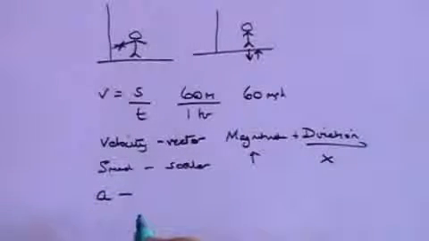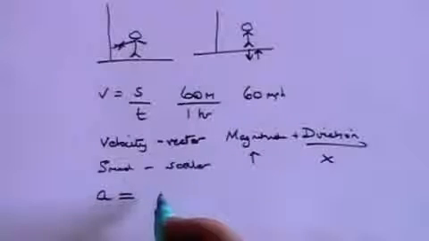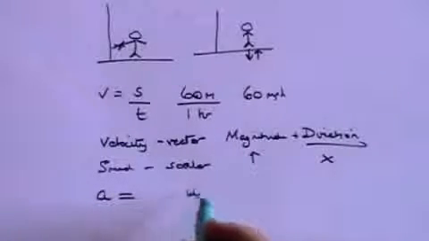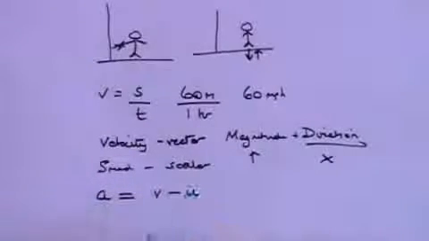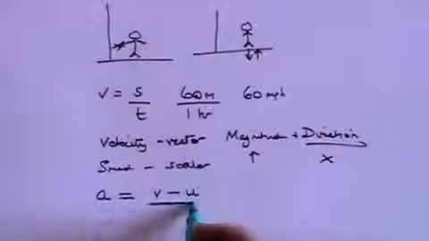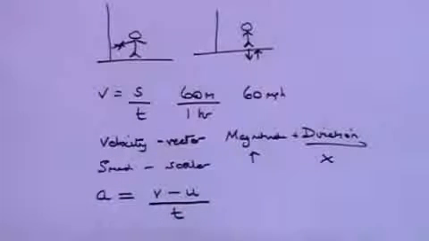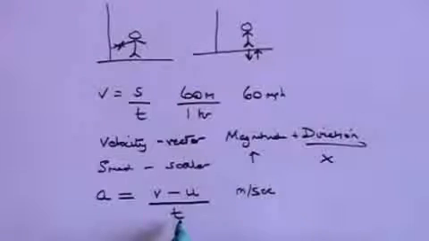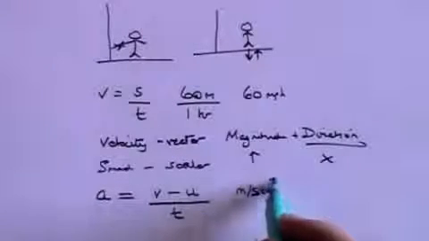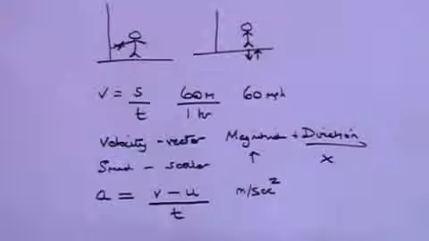Acceleration is the rate of change of velocity. So if we start with velocity u and we finish with velocity v, then the difference between them is the change in velocity. And the rate of change of velocity is v minus u divided by t, the time it takes for that velocity to change. That is the rate of change of velocity. And the units for this are obviously velocity, which is meters per second, divided by time, which is also measured in seconds. So this is meters per second squared.